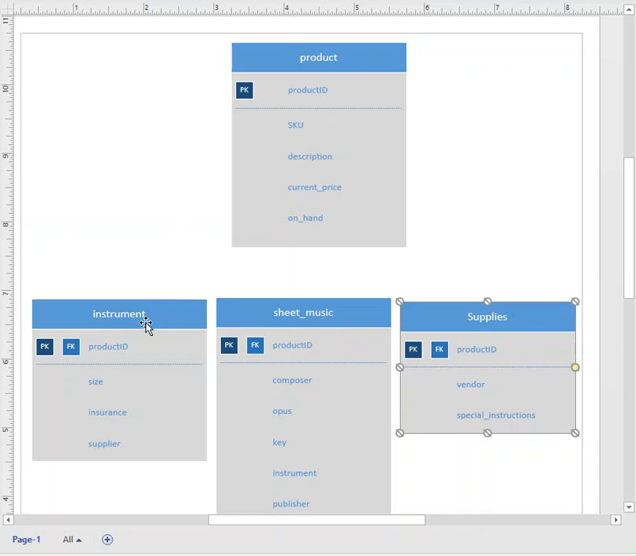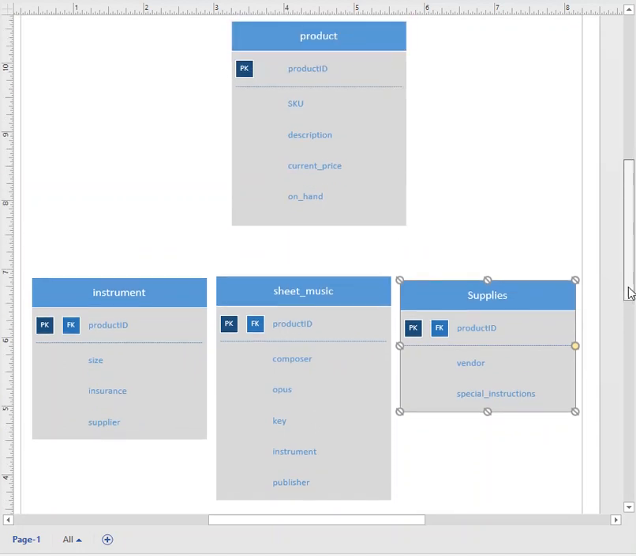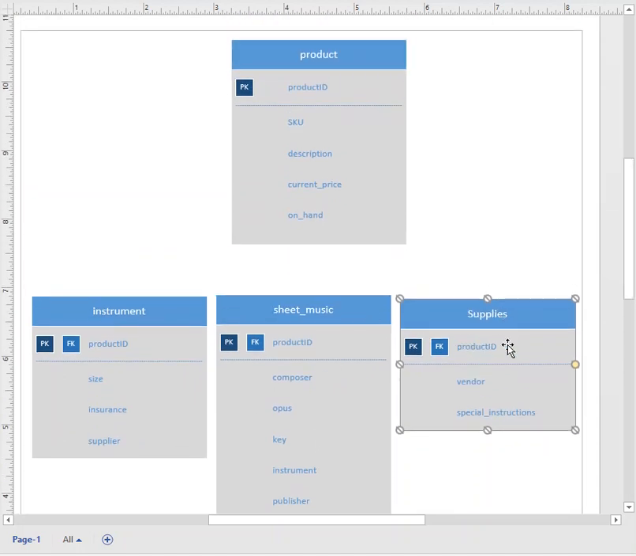And so again, this allows us to have size, whether they want to take insurance out on their instrument when they buy it, or who is the supplier. The sheet music, again, I mentioned some of the things that you might see on sheet music. And then supplies, you have a vendor and special instructions.